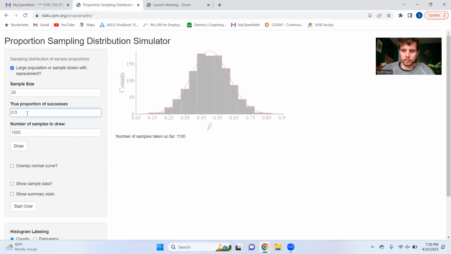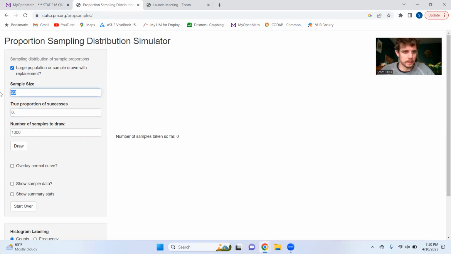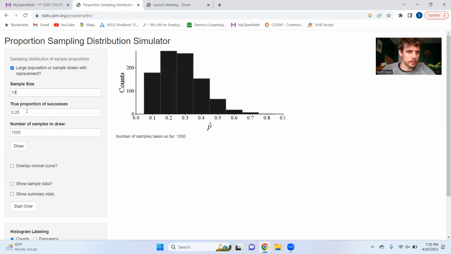All right, so let's change this probability now to be 0.25, and let's make our sample size 10. We'll draw 1,000 samples again. So something we can note is when we multiply n times p, this does not meet the criteria for using the normal approximation. And when I overlay this normal curve, we can see how much error there is, right?